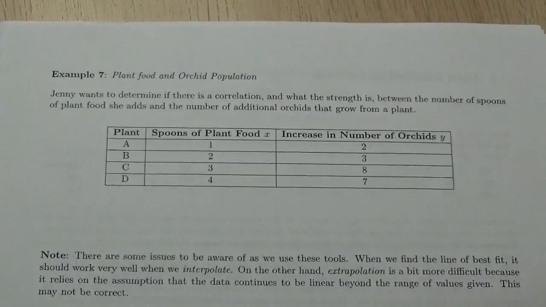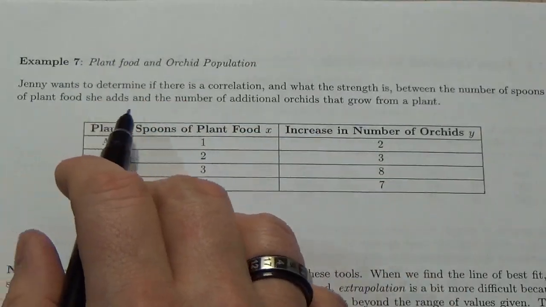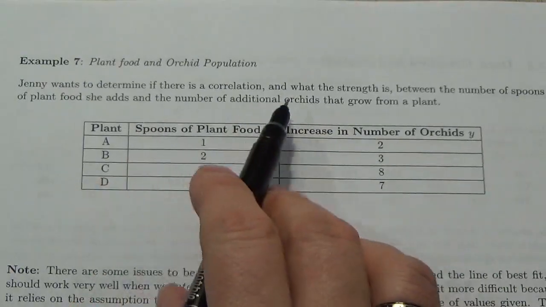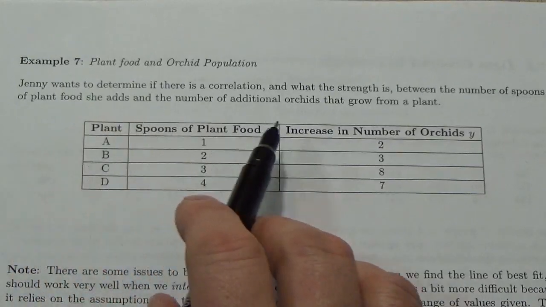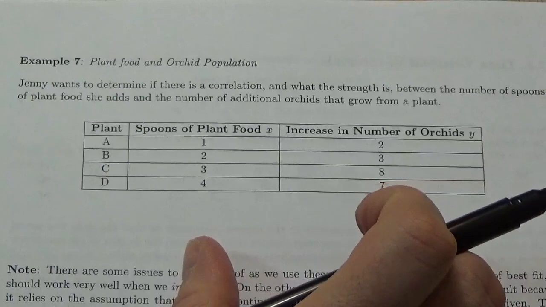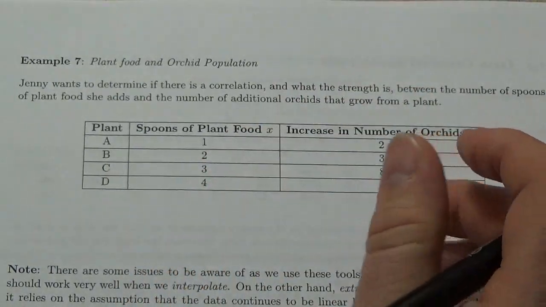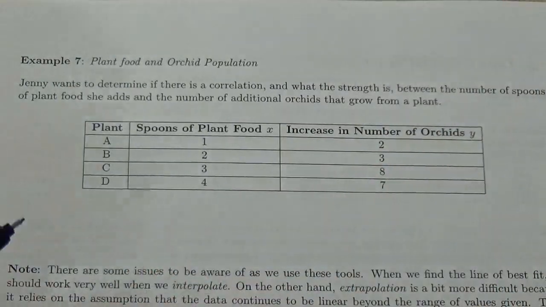Okay, so now, whoops, wrong way. So Jenny wants to determine if there's a correlation, and what the strength is, between the number of spoons of plant food she adds and the number of additional orchids that grow from the plant. Okay, so here's our data here. And we've already indicated that this is going to be X and this is going to be Y here. And so what we want to do here is just figure out how strong the correlation is. And let me show you how to do that.